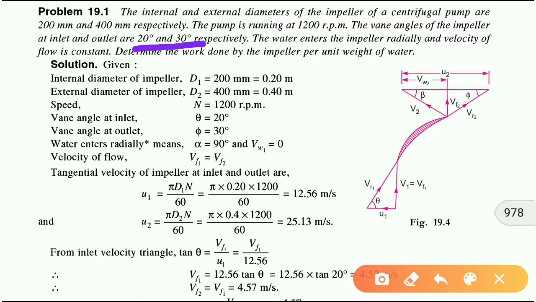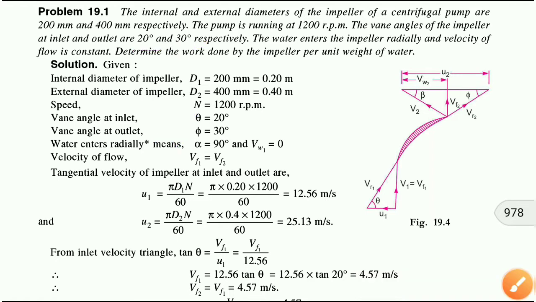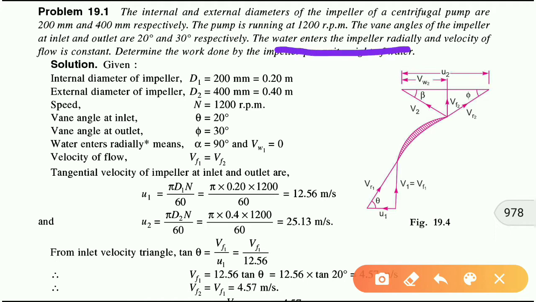So what is vane angle? Vane angle is the angle made by the relative velocity with the direction of the vane. So at inlet, this is represented as theta. It is equal to 20 degree, and at the outlet it is represented by phi, which is given by 30 degree. Now the next line is the water enters the impeller radially.